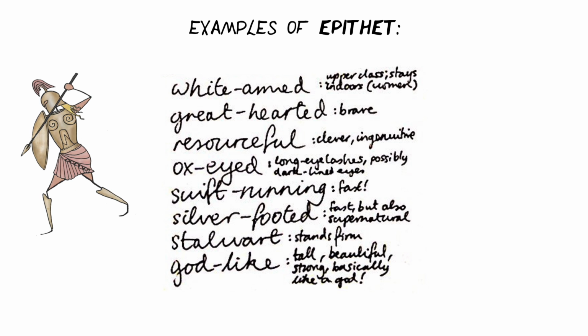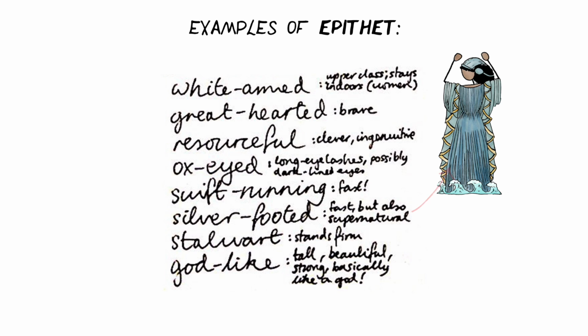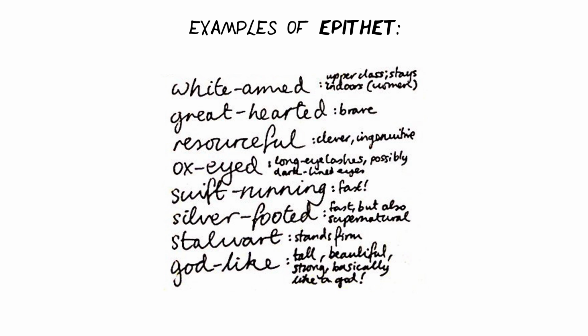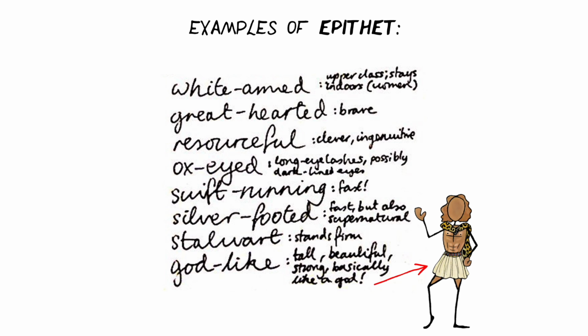Swift running, that's fast, Achilles has that one. Silver-footed, Achilles' mother Thetis has this one. This means fast, but it also seems to mean supernatural, as silver-footed tends to be used for gods and goddesses rather than mortals. Stalwart, this is Ajax's one. He stands firm. Godlike, this one gets used a lot. For a lot of heroes, one of their attributes is often just that they are godlike, meaning that they are taller, more beautiful, stronger than other mortals. Basically, they are like a god. That's Paris all over, really, isn't it?